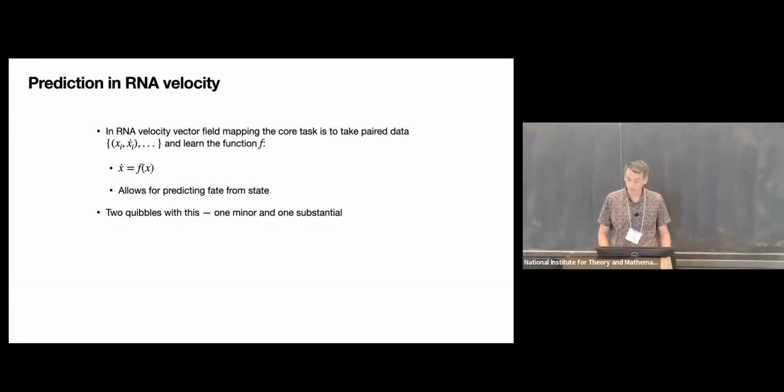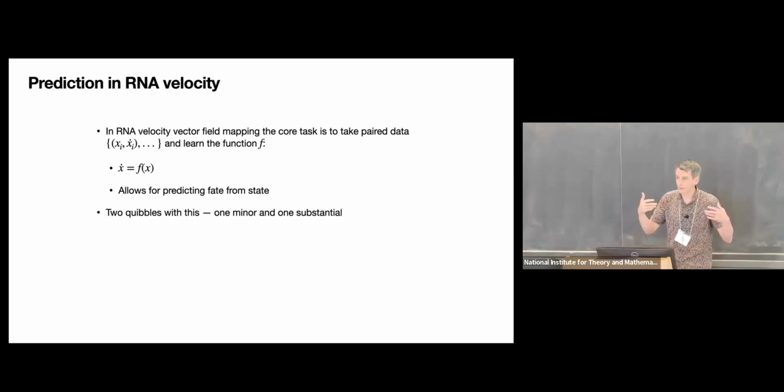I don't really know what I mean by that, but I'm supposed to stir up discussion so you all can have your own thoughts. So we're supposed to be talking here a little bit about how this is a predictive framework. I mentioned before this vector field mapping task. The idea of vector field mapping is to learn this function f, where we have input data x that tells us the current state of the cell, and we're learning a function that outputs a velocity vector. And that allows you to predict fate from state.